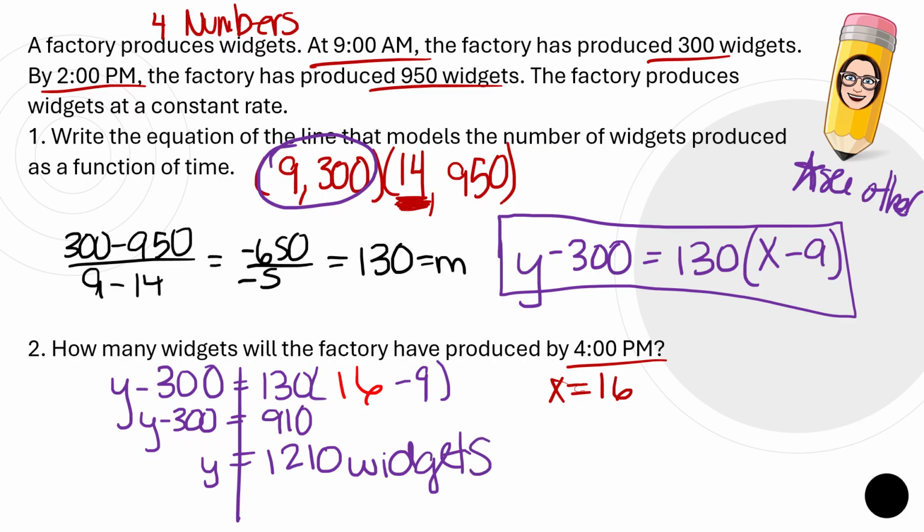Now let's see if that makes sense. I'm going to just temporarily jump back up here to my points. So I'm saying at hour 16, I'm at 1,210. Does that make sense? As time went on, did we make more? Yes, that makes sense with the scenario.